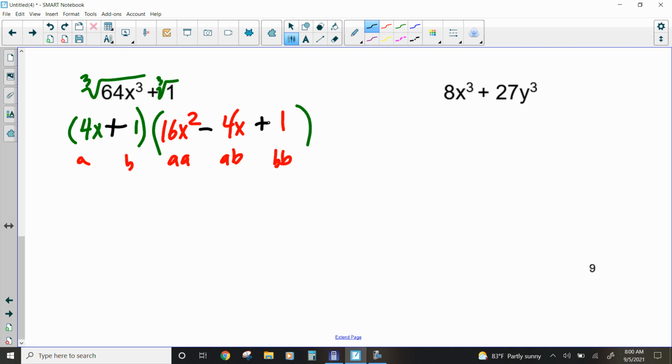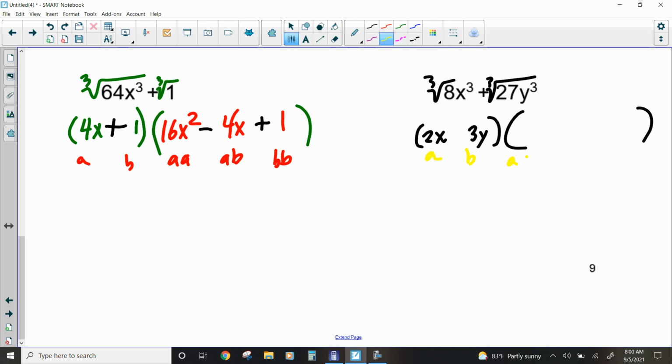Okay, last one. Cube root. So let's see what we get here. We're going to get a 2x and we're going to get a 3y. Notice I don't put any signs. I save the signs for the end. So now I got my big set of parentheses, and this is A and B.